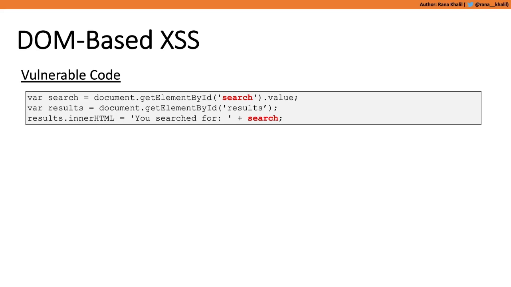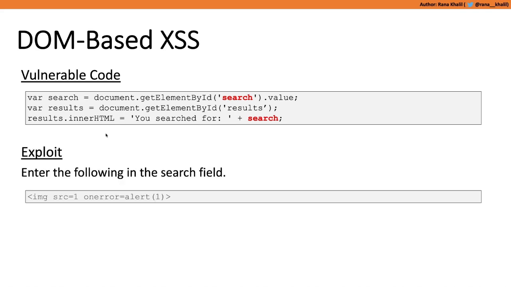Instead, the application uses some JavaScript to read the value of the search field and then write the value to an element within the HTML document. Here, our sink would be the inner HTML property because it alters the content of the HTML page. And so if there's no validation on the client-supplied input, then it could potentially be vulnerable.